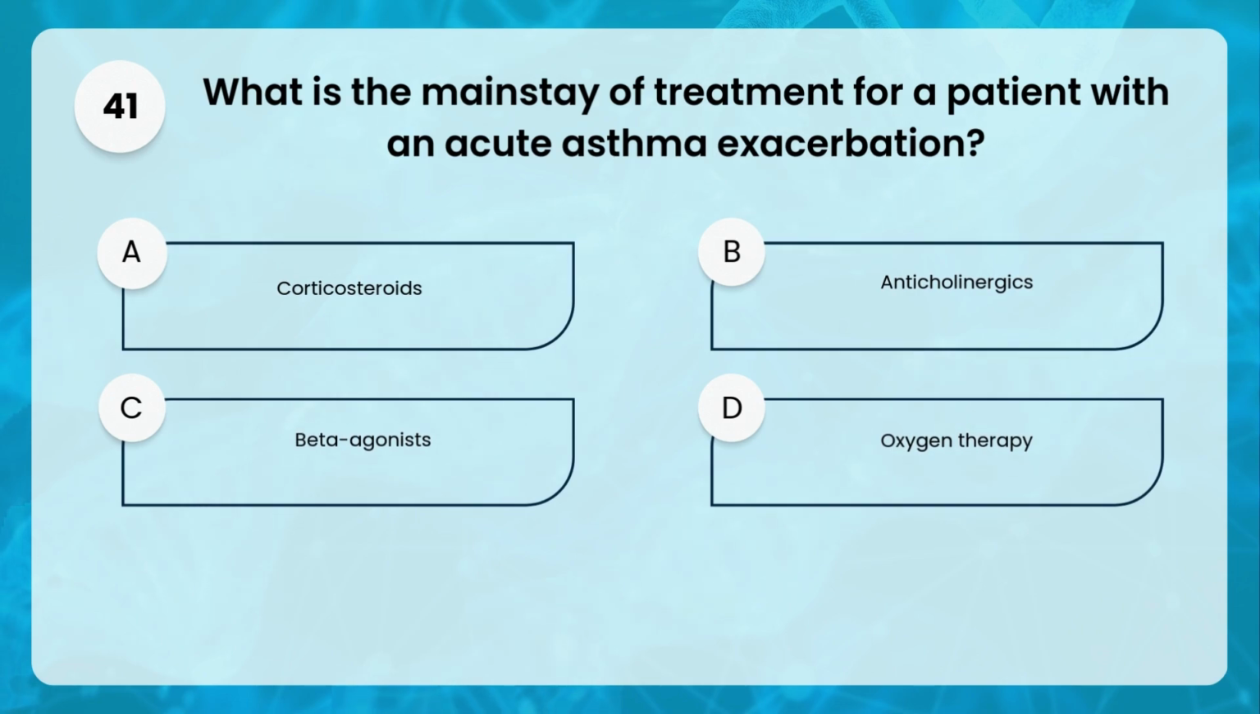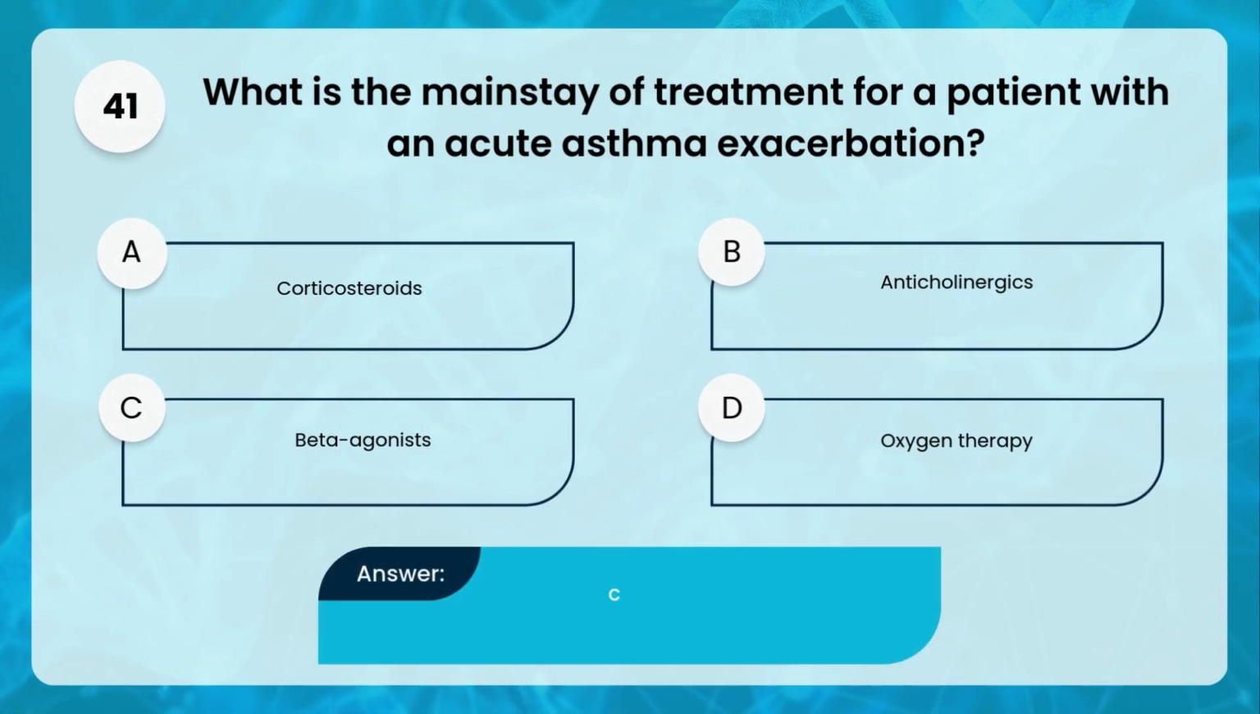41. What is the mainstay of treatment for a patient with an acute asthma exacerbation? A. Corticosteroids. B. Anticholinergics. C. Beta agonists. Or D. Oxygen therapy. The answer is C. Beta agonists.